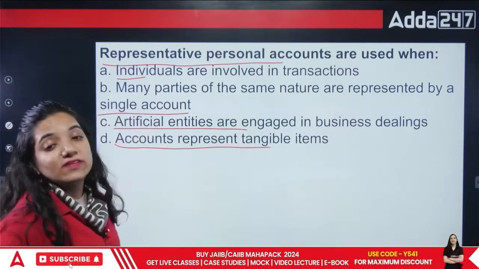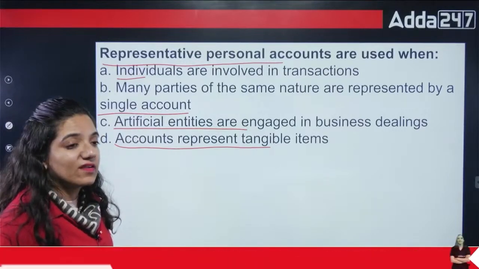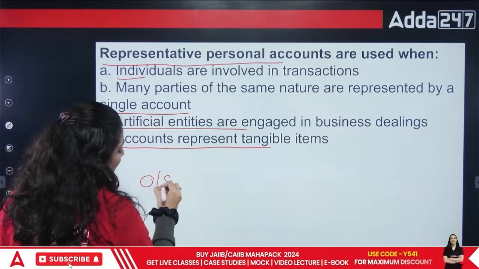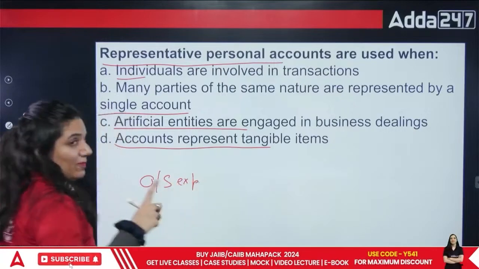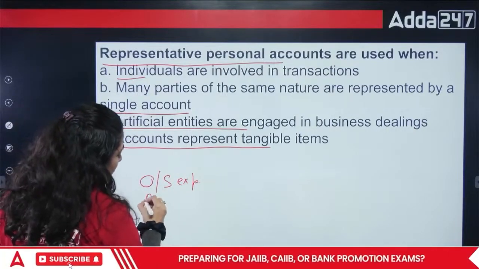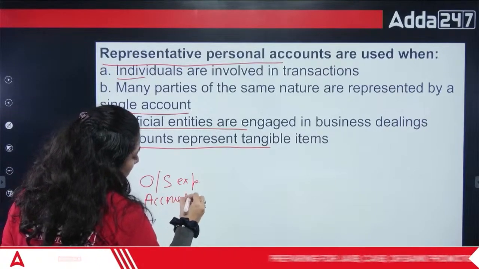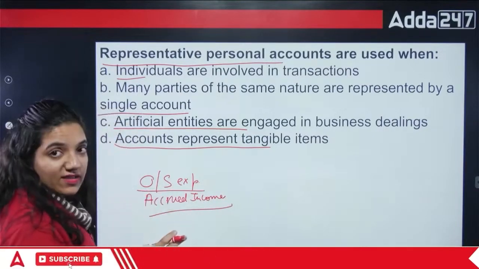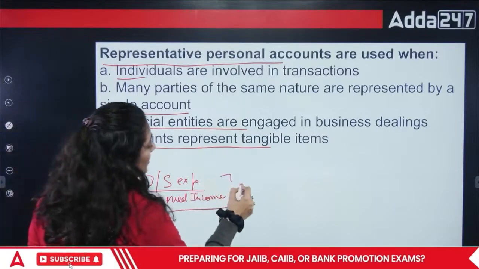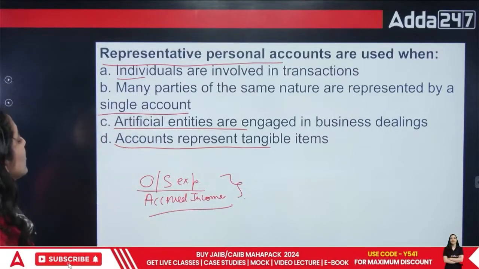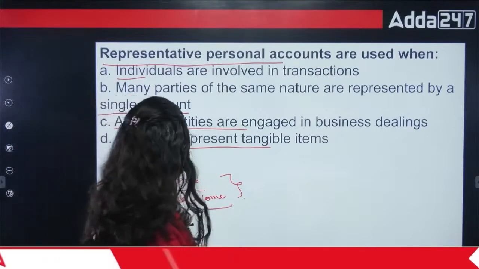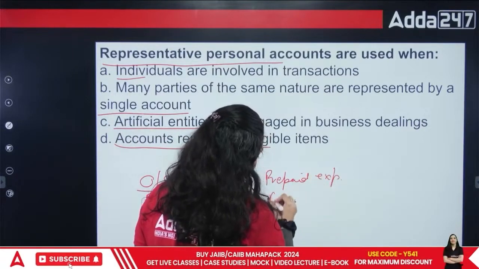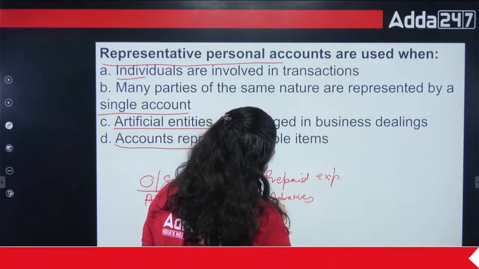When we talk about representative personal accounts, they are not talking about proper individuals. We are going to talk about outstanding expenses I have to pay to someone. Then I have accrued incomes, the income that I have to receive. So outstanding expenses, accrued incomes, they are all a part of this area. Okay? Then prepaid expenses are also part of it. And advances. These are all to be covered in this area.